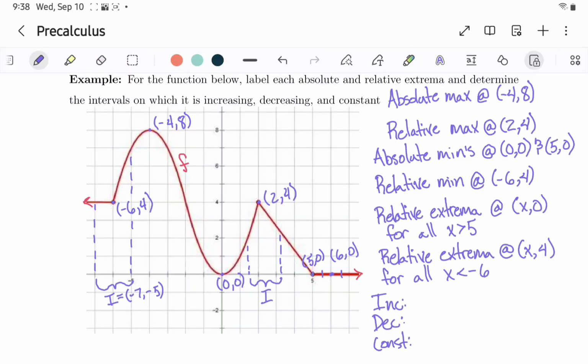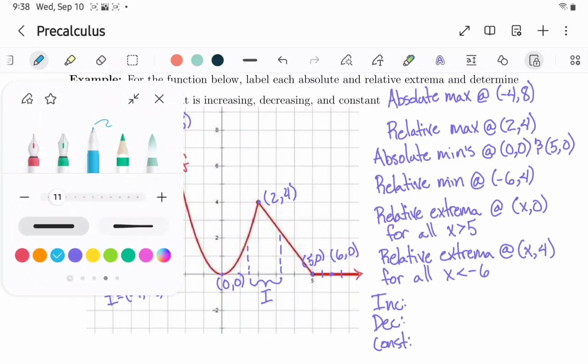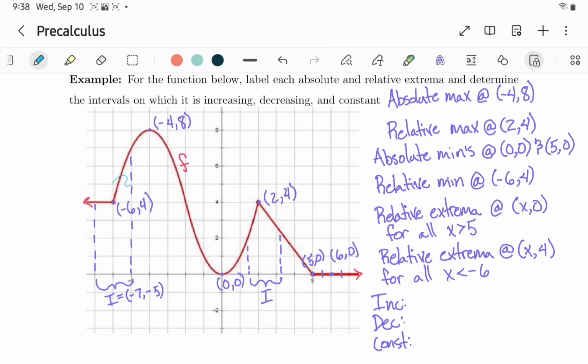So looking at our graph here, let's find where it's increasing first. We want to view the graph from left to right and see where it's going up. So it appears to be going up here. Let me do some arrows. So it's going up. This will be an interval where it's increasing. And then if we keep tracing from left to right, it's going down again. So that's going to be an interval where it's decreasing.